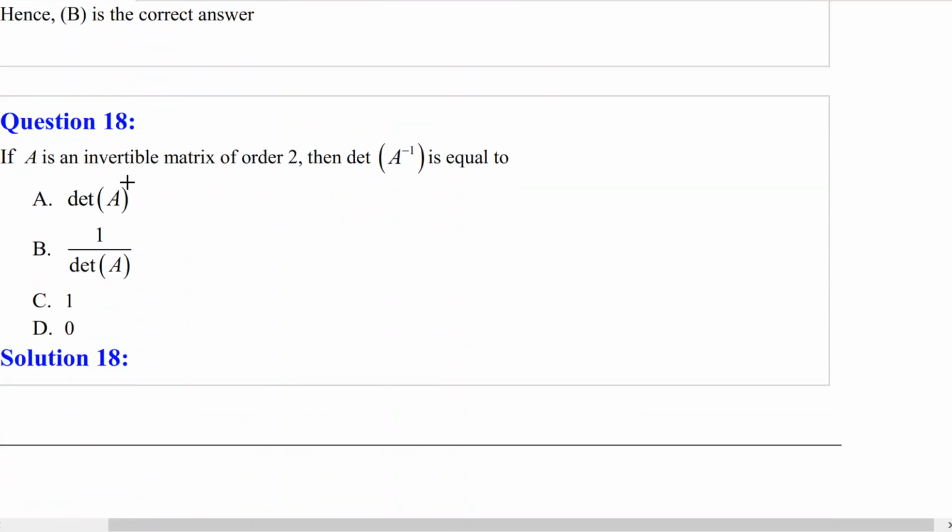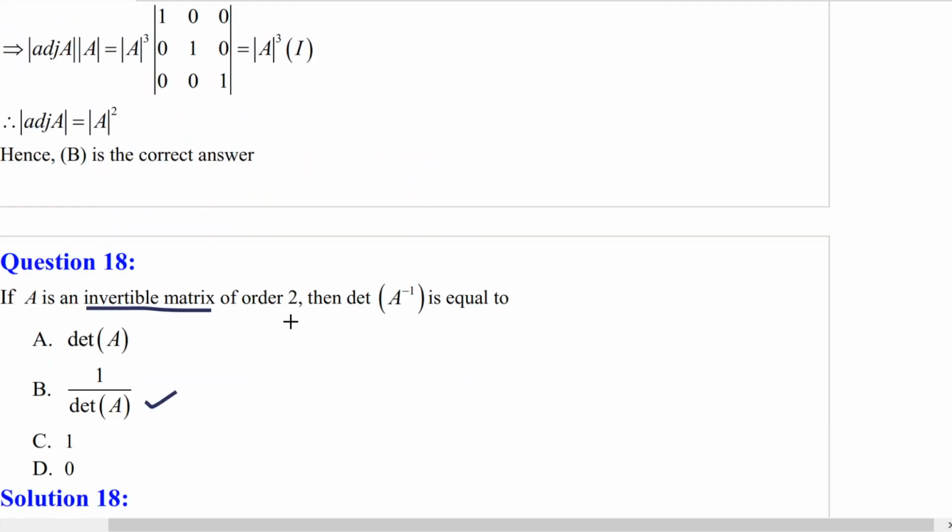Further, question number 18, A is an invertible matrix. Invertible matrix means that its inverse can be calculated and determinant is not 0. Then the determinant of A inverse is equal to 1 upon determinant A. So this is your answer, right? Straightforward, you can put this answer.